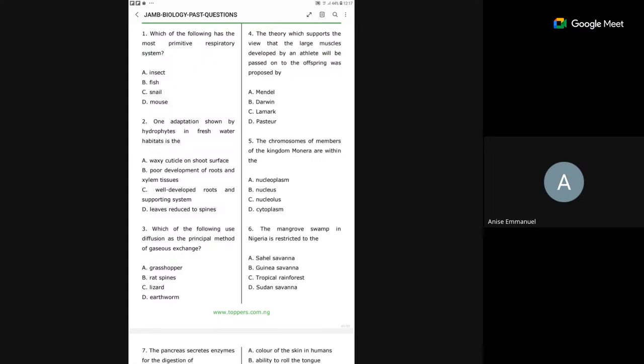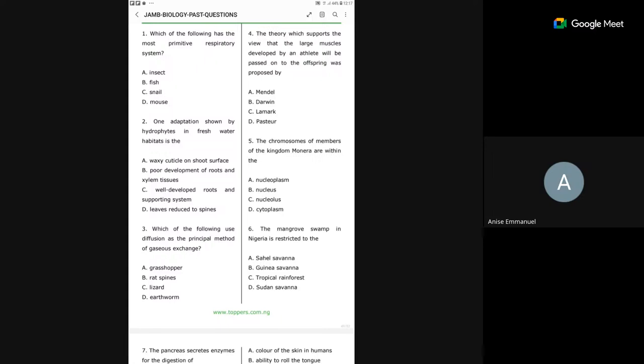So we have four options here. Which of the following has the most primitive respiratory system? Human beings use lungs for respiration. Other organisms also have different organs for respiration. But among all these, which one has the most primitive respiratory system that is no longer in vogue? The first one is insects. The second one is fish. The third is snail, and the fourth one is mouse.